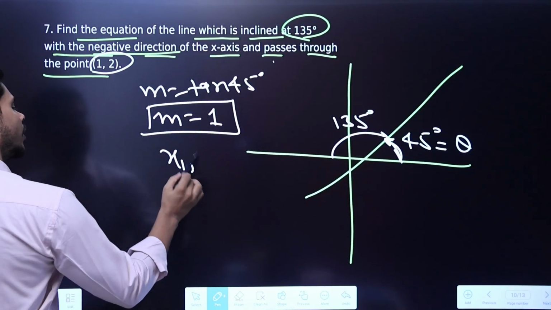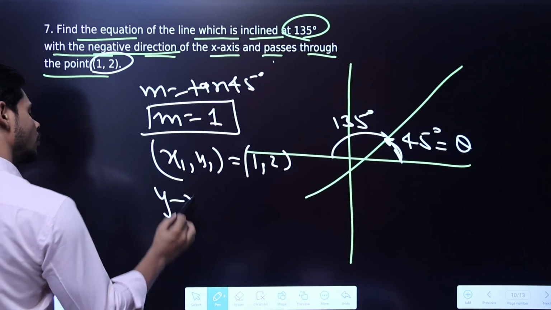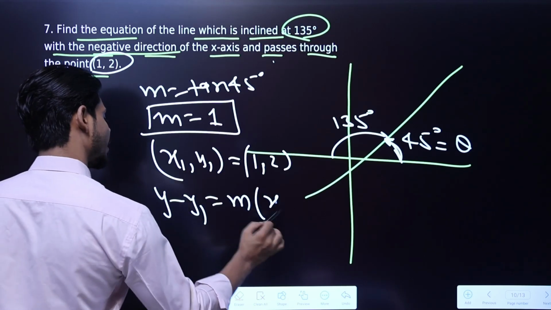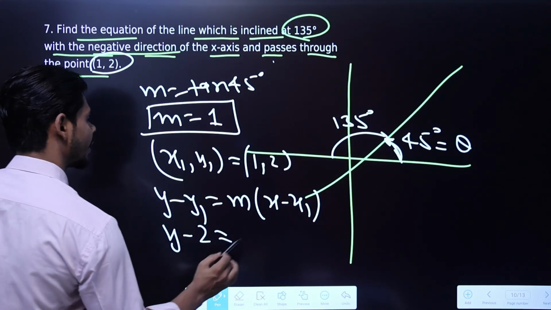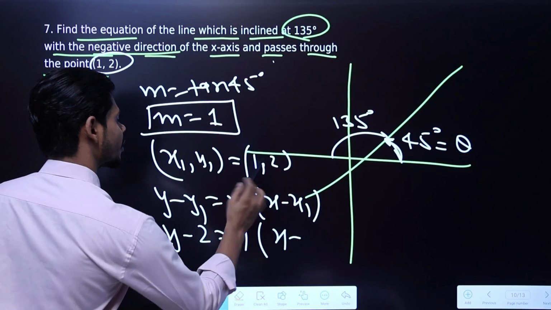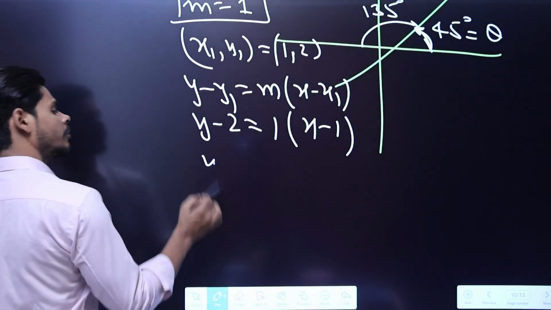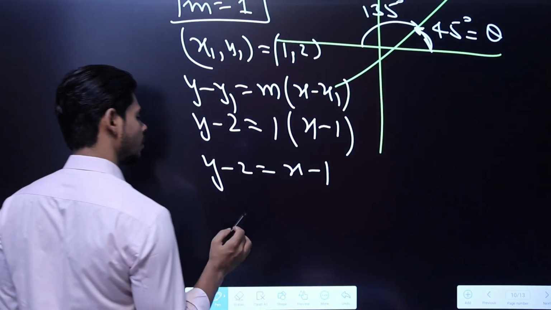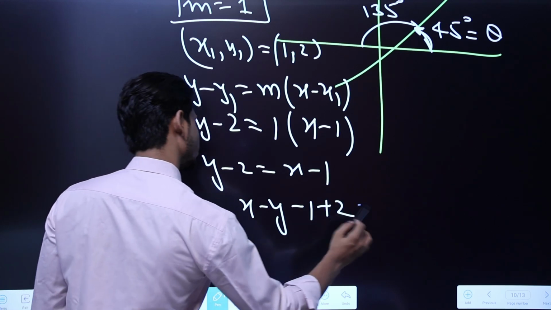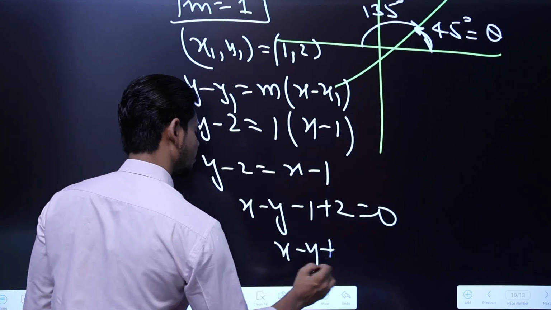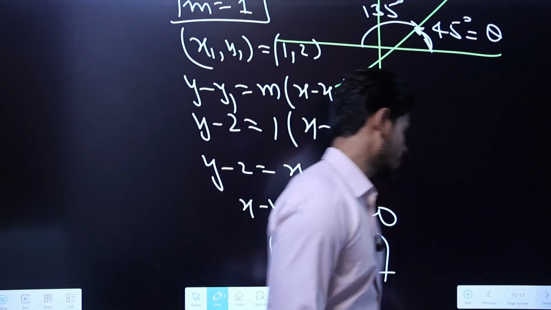Now we know x1 and y1, so we can directly apply the formula y minus y1 is equal to m times x minus x1. Here y1 is 2, m is 1, and x1 is 1. Let's solve this. So it will be y minus 2 is equal to x minus 1, or x minus y minus 1 plus 2 equal to 0. So x minus y plus 1 equal to 0. Right? Next.